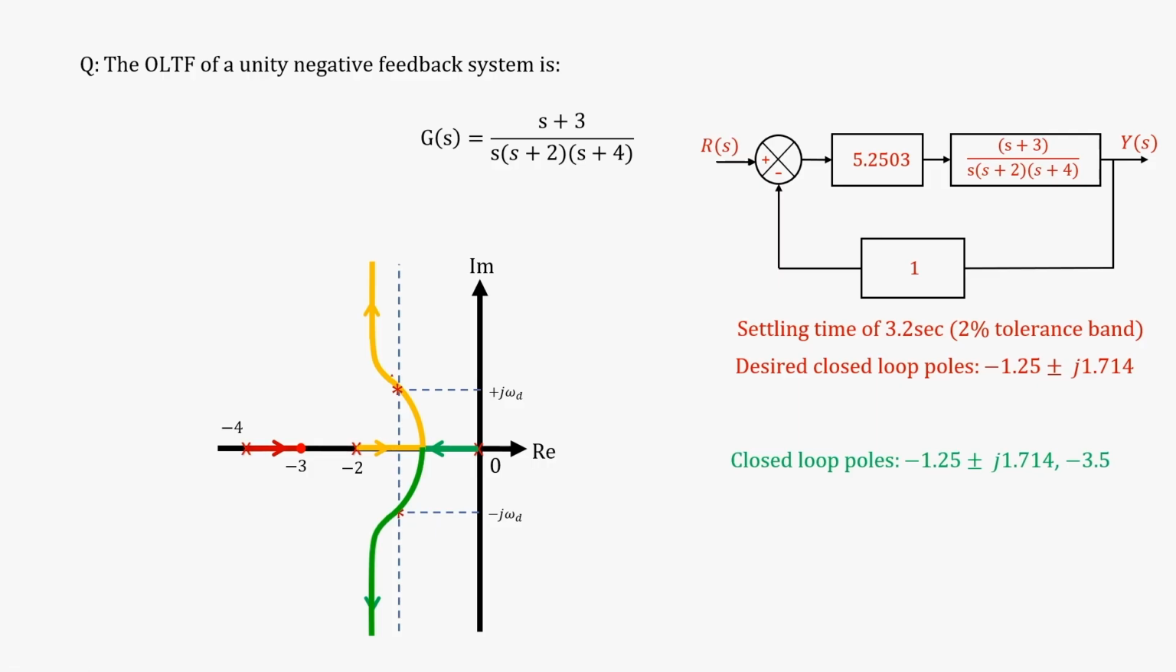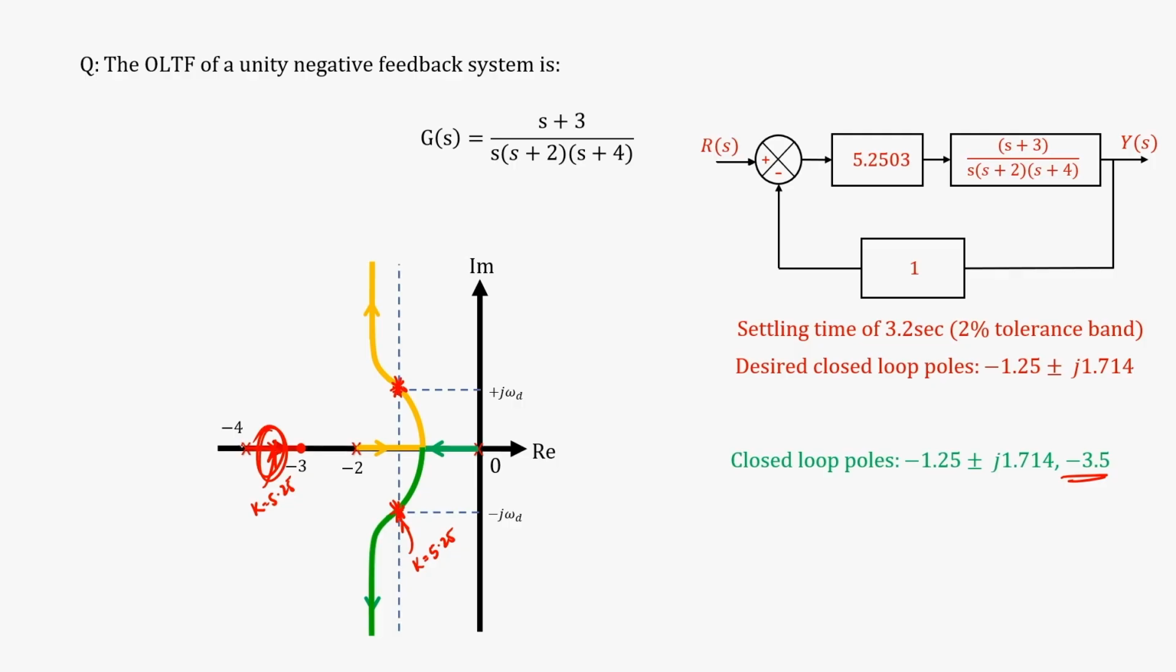What is happening here? At k equal to 5.25, the desired pole locations had been achieved, but the problem is that you see at k equal to 5.25, the third pole also is moving, right. The third pole is moving to this. So, at k equal to 5.25, the third pole is somewhere around here, and that is why you are getting it to be minus 3.5.